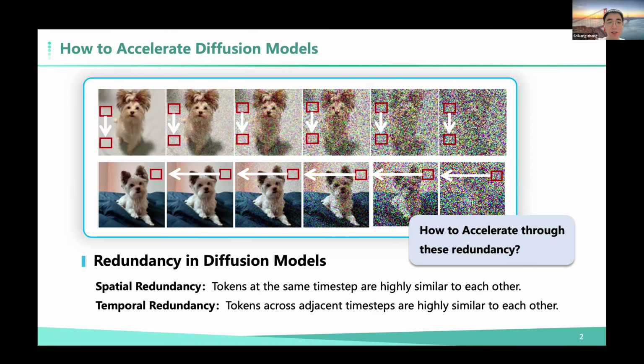Spatial redundancy, as you can see in the top row of the figure, is that tokens at the same time steps are highly similar to each other. For example, in the background, the white sheet shares many similar tokens. The second type is temporal redundancy, which is that tokens across adjacent time steps are highly similar to each other as well. For example, for the same background scene token, during different time steps, especially adjacent time steps, they are pretty similar to each other. So this raises a simple question: how do we accelerate through these diffusion redundancies?